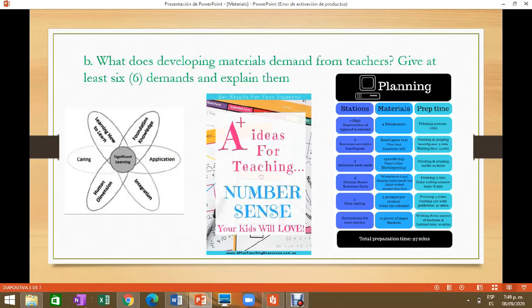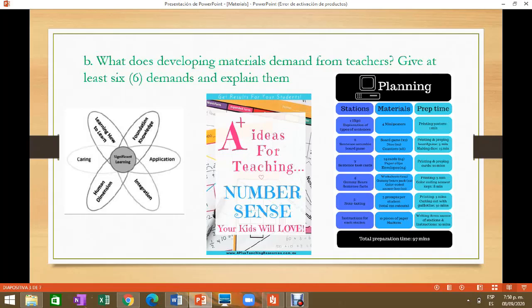The second question is: what does developing materials demand for teachers? In this answer, it demands that students learn, and that there is discipline, and can learn in various ways, to be able to put them into practice and manage activities where teamwork and communication happen and students can share the knowledge that they have, with motivating activities for students.